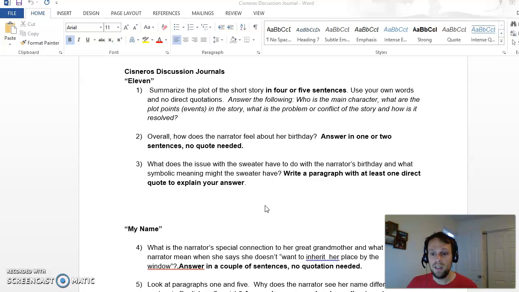And again, back to the idea of symbolism. What does this particular sweater do to whoever is wearing it? You want to be thinking about the sweater as a concrete object, but standing in for a larger, more abstract idea. So what is the larger, more abstract idea that the narrator is trying to get across here?